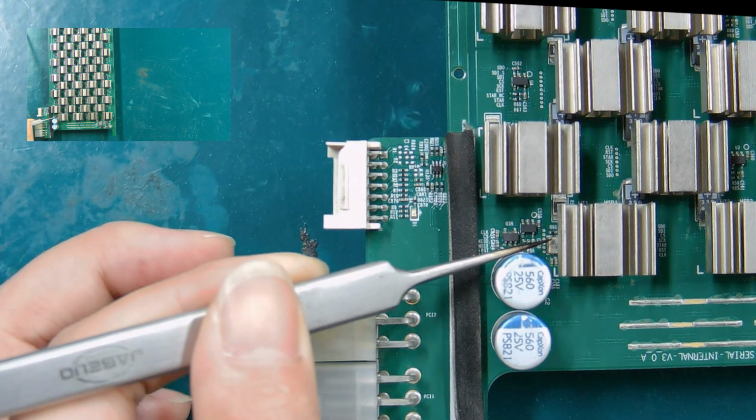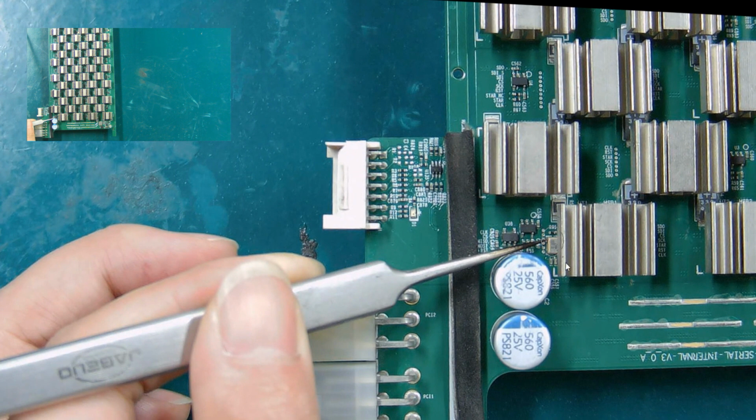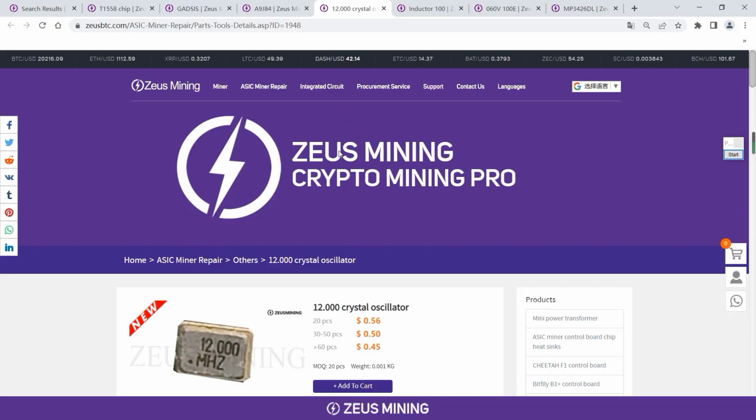The last chip to be introduced today is the clock crystal. If it goes wrong, the hashboard will not generate the CLK signal.